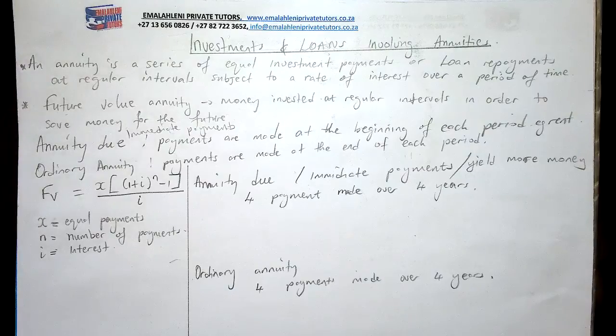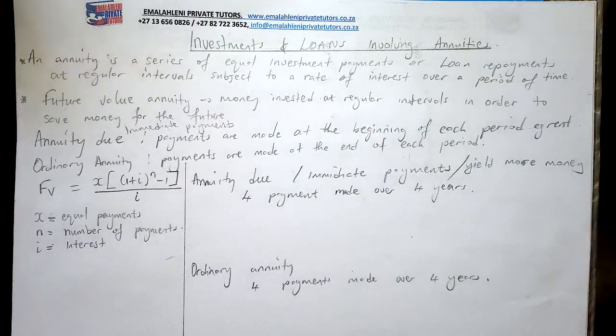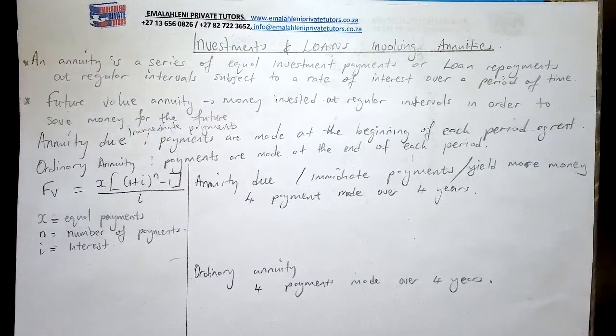Now, these are the future value formulas. FV represents future value, which is equal to X. These X are the equal payments that you pay on a regular basis. Then N is the number of payments. Then I is your interest. Okay, so this is our formula for future value.